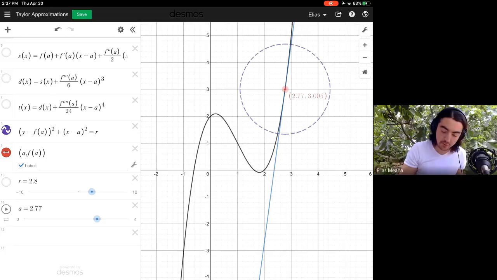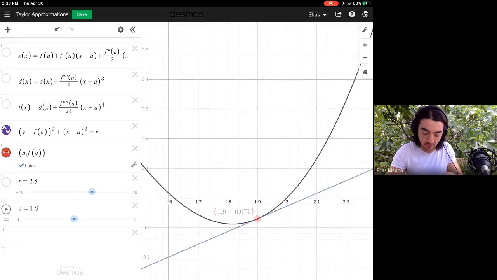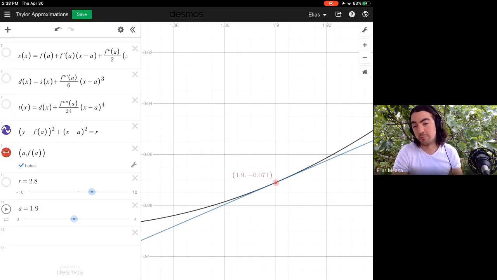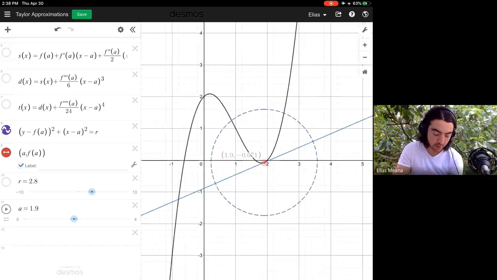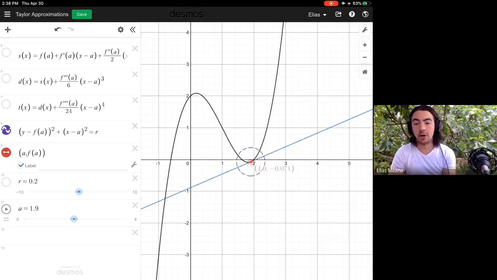But I can move this over, and I can easily find a place where the line is a terrible approximation. So here, the line and the curve are very far apart from each other. There's not really any similarities between the line and the curve. But if I zoom in really far, you can see that they're still pretty close. So what that means is I would have to make my circle much, much smaller. I'd have to decrease this radius really, really small for it to be a good approximation.